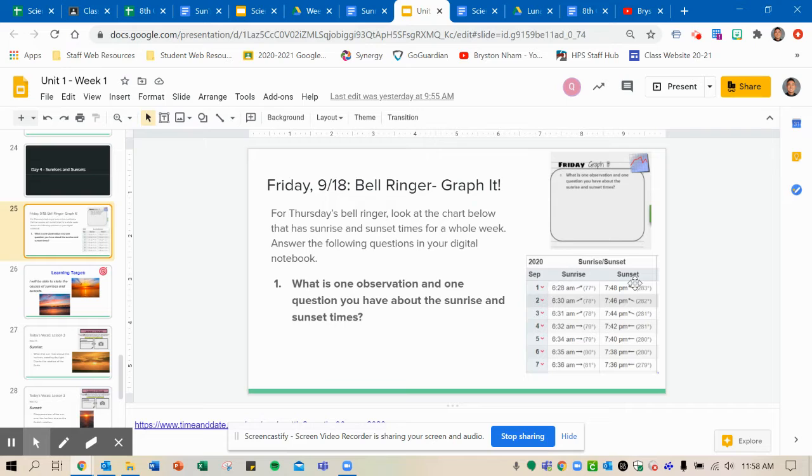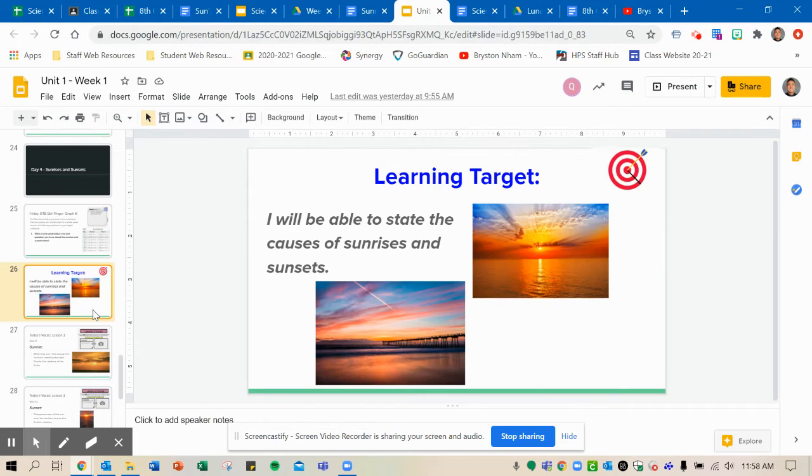Okay, so if you look at our sunrises and sunsets for this past week in September, you can see the different sunrises and sunsets. What do you notice as the week goes on? What do you notice between the different sunrises and sunsets? Okay, so make sure you write that in your digital notebook.